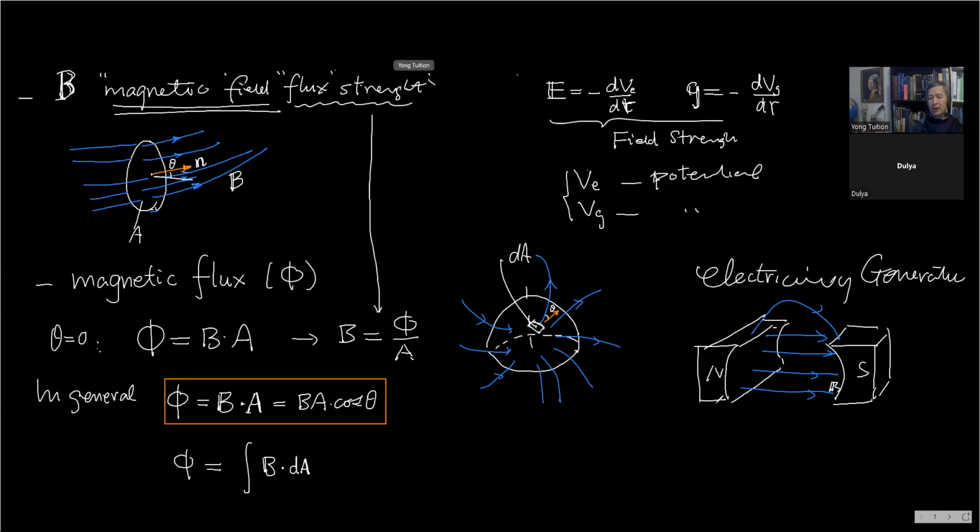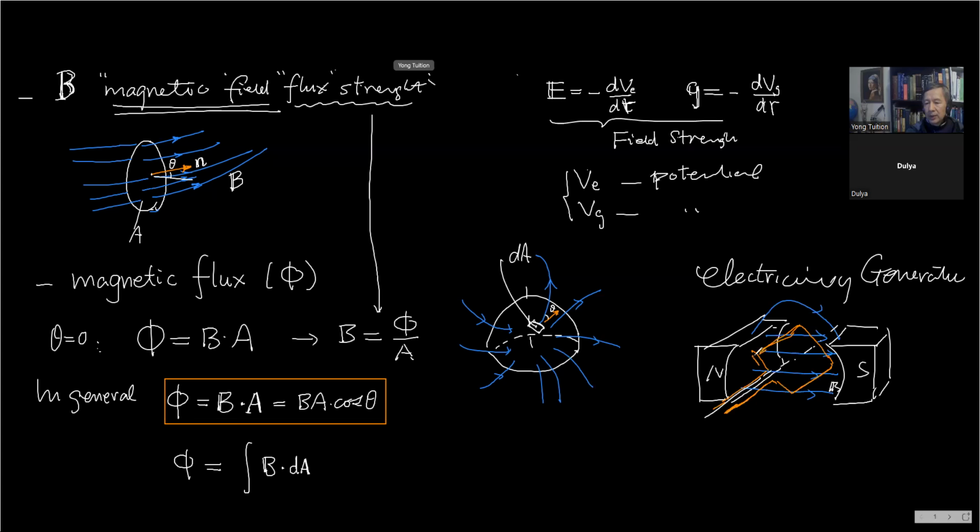Now, how do we generate electricity? We can just use a coil, and imagine there is a rotating axis. For example, we use a rectangle coil here. Can you see that? This is just a rectangle coil, and this coil is made of a metal conductor.